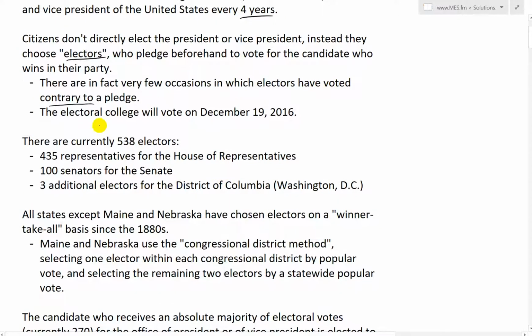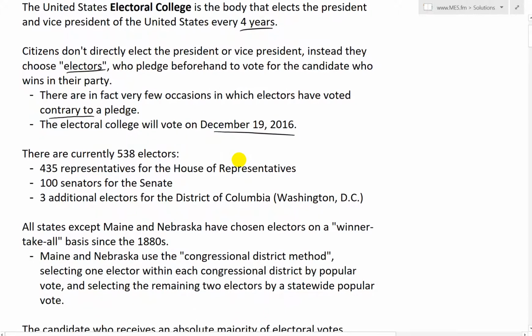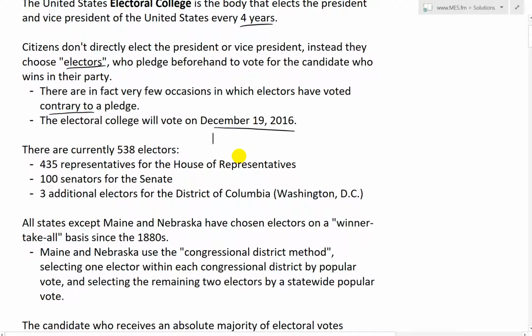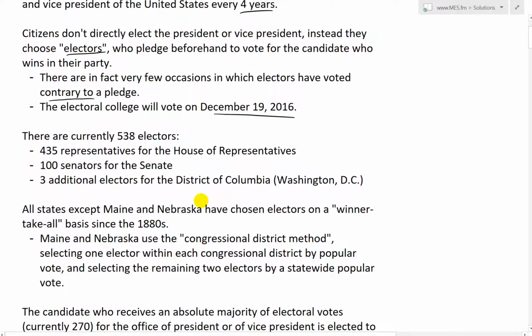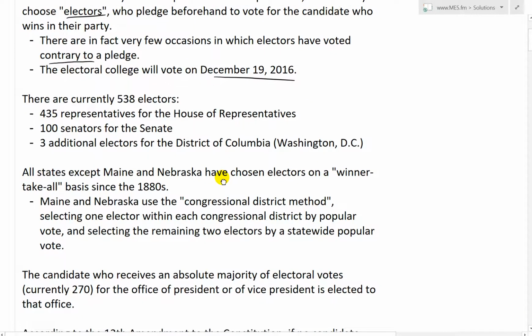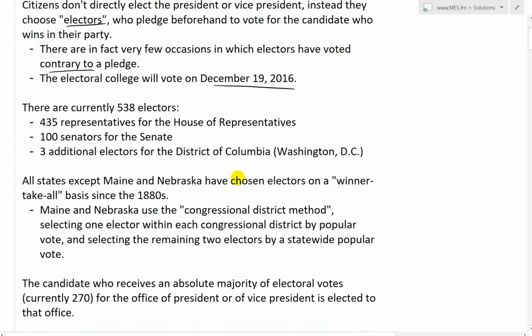Basically, the Electoral College will vote on December 19th, 2016 of this year. I believe there's like 170 cases where they haven't voted. I think about 70 was because the president died just before the vote, and some other reasons I'm not sure. So it's a bit strange to have this little clause in there.